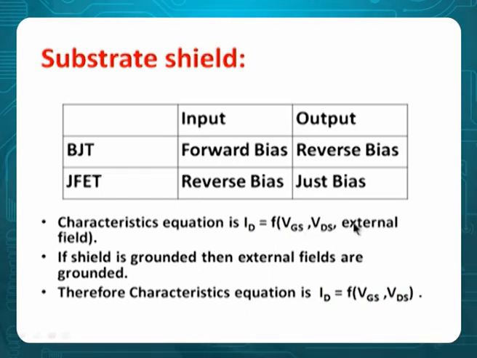Because this is a field effect transistor, external fields may also affect it. So if the shield is grounded, then external fields are also grounded. If some fields are trying to affect the device, they will be grounded if you ground the shield. That's why the fourth terminal, in the gate, is called the shield, because it will shield the device from external fields.